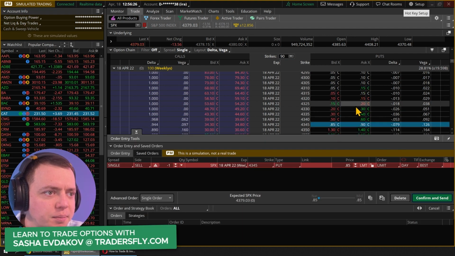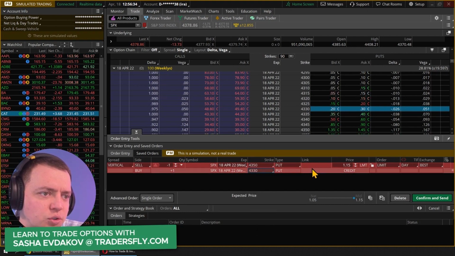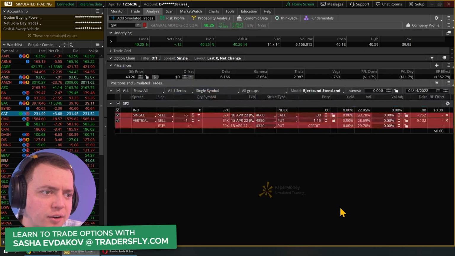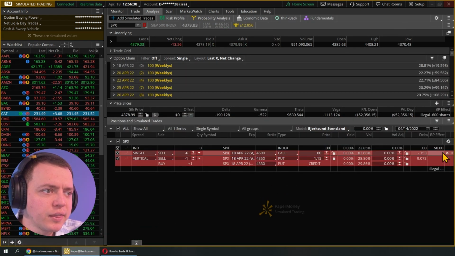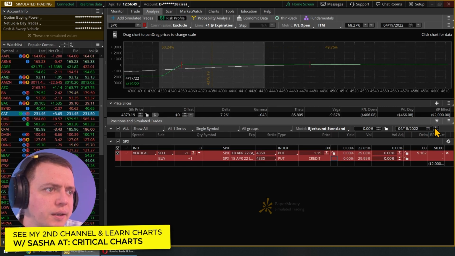So I'm going to go ahead and set up kind of this trade right here. This one's a 15 point range. Let's go a little bit larger, about a 20 point range. So you're collecting $1.15. If we look at this spread and we look at the risk profile picture, okay, so here we go. And I'm going to switch the date to today.